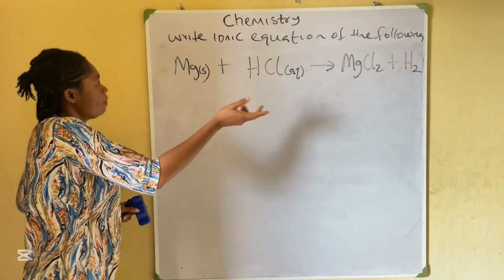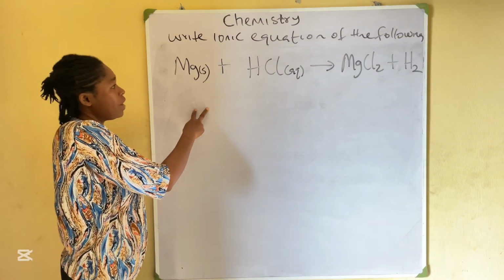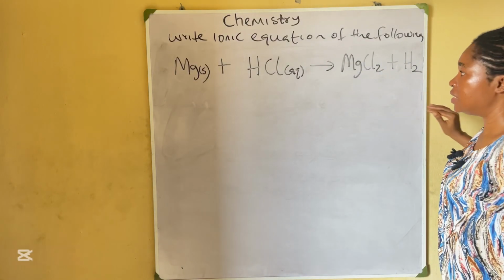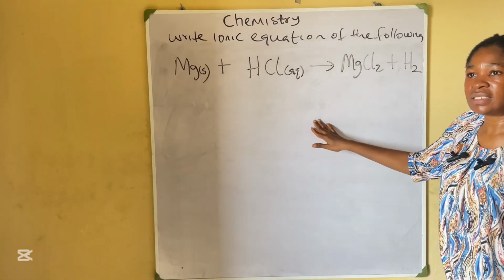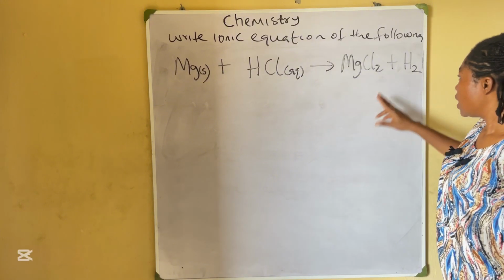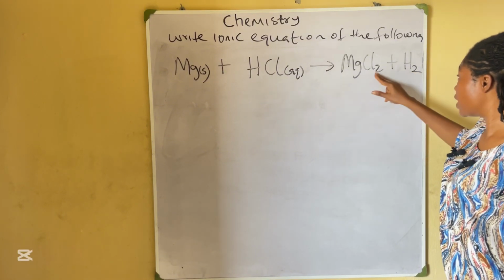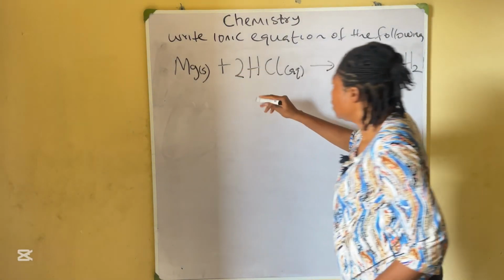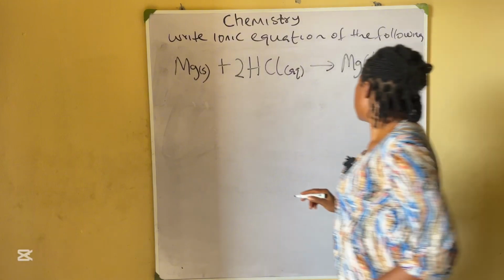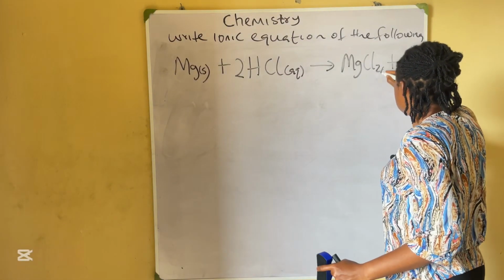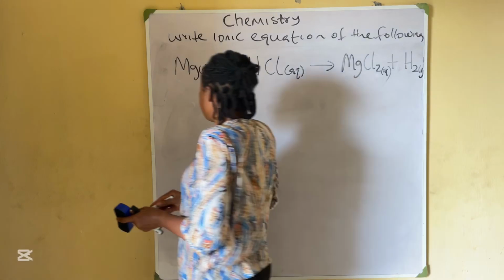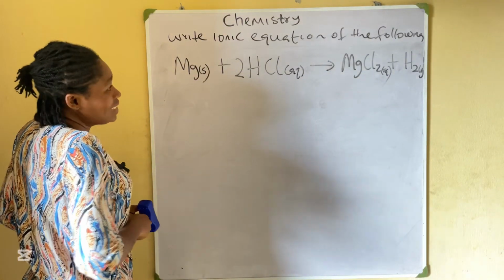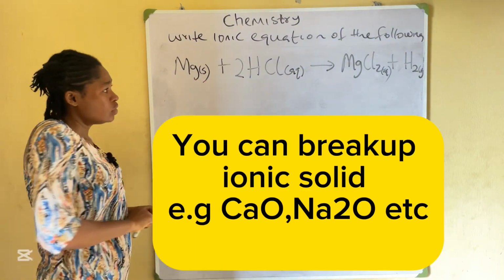Write the ionic equation of magnesium reacting with hydrochloric acid to give magnesium chloride and hydrogen gas liberated. So let's check if our atoms are balanced. You must balance your atoms before you start writing. I have 2 chlorine atoms, 2 hydrogen atoms here. Then I'll put 2 here, so the equation is balanced. Alright, so I'm going to break this up. Hydrogen is a gas, magnesium chloride is aqueous. Remember, solid, insoluble substances, you don't break up. Anything whose state of matter is solid, don't break it up.